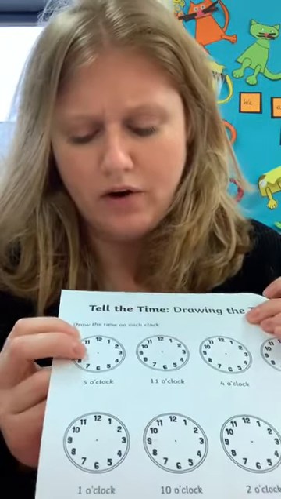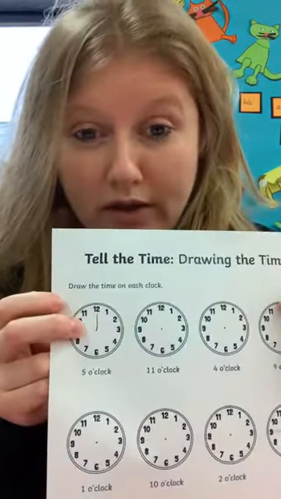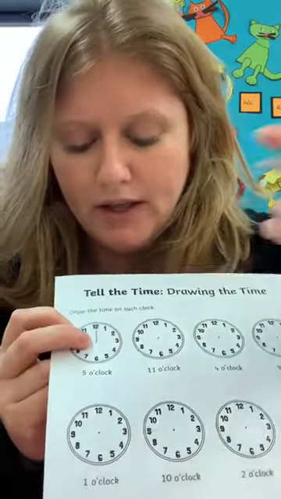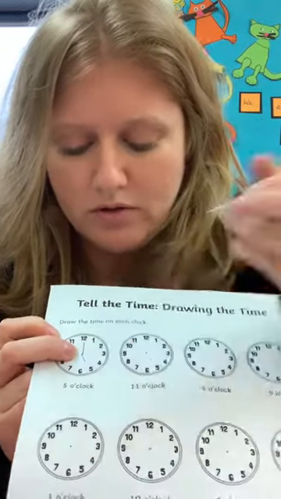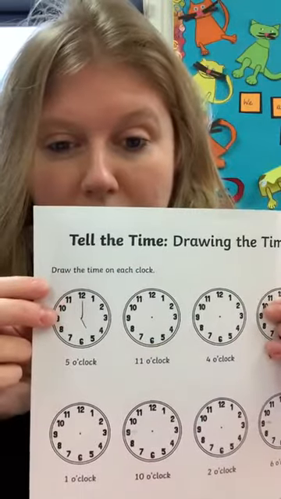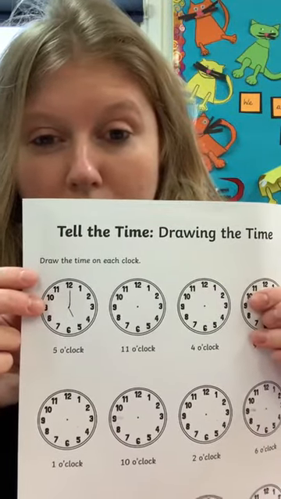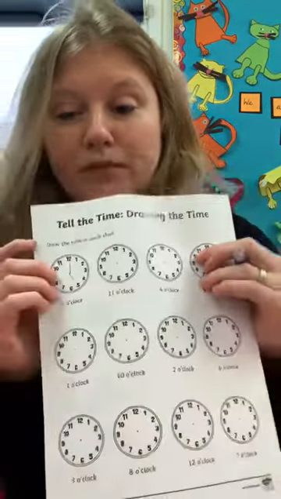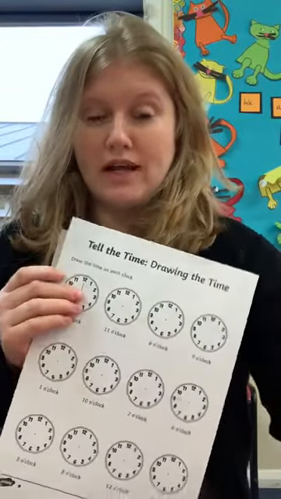So at 5 o'clock, remember, big hand always pointing towards the 12, that's the longer one. Little hand points towards the 5. So there I've drawn 5 o'clock. So that's another thing you can have a go with today.